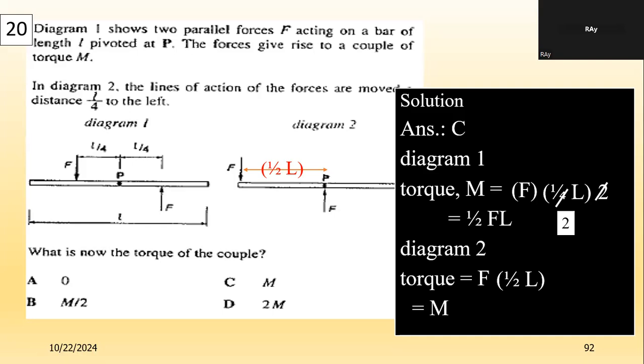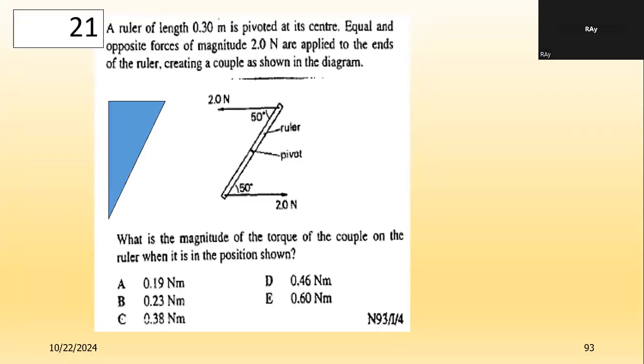Question 21 also. This is your ruler, and the length is 0.3 meter. It's pivoted. There's a pivot at the center. Opposite forces, these are the couple. 2 Newton and 2 Newton at 50 degrees is applied to the end of the ruler, creating a couple as shown in the diagram.